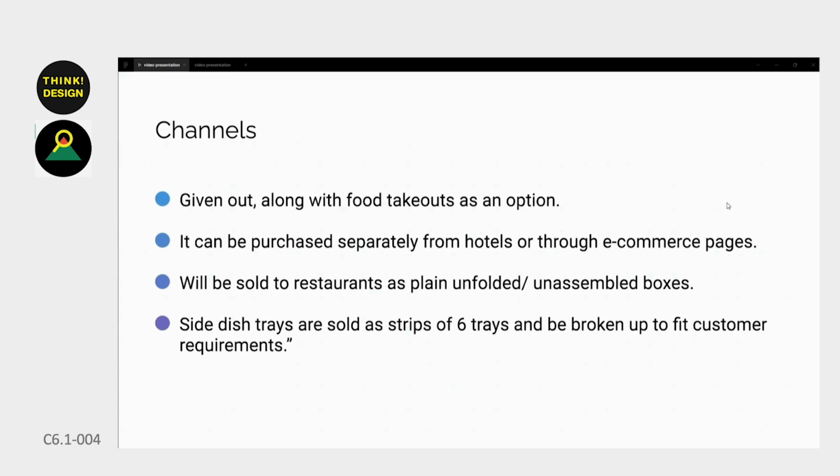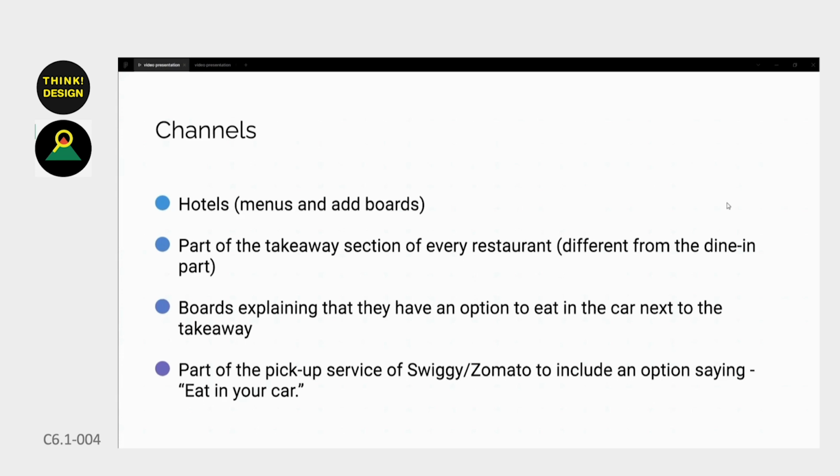We'll be sending cut crease sheets to restaurants where they can assemble as needed per day. The side dish trays are molded as sets of 6, and the restaurants can break them into sets of 2 or 3 depending on the type of food being packed. There would be a takeaway section where they can choose to have their food packed in a lab crate box. We're also thinking about partnering with services like Swiggy and Zomato, and having the option to pack their food in lab crate with an optional eat-in-your-car packaging service that Zomato or Swiggy can offer when they order food for takeout through the services.